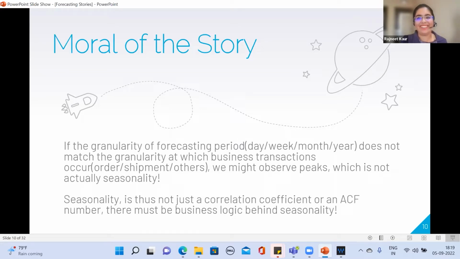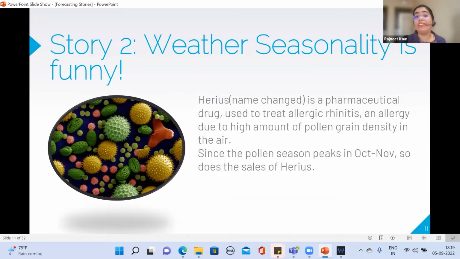Okay, let's continue with our second story for the day, which is weather-driven seasonality. The hero of our story is Helios. We were just talking about allergies, and this is an allergy-related drug. It treats something called allergic rhinitis. This type of allergy is driven by the amount of pollen grain density in the air. Whenever there is a higher amount of pollen grains, this particular ailment will also increase.